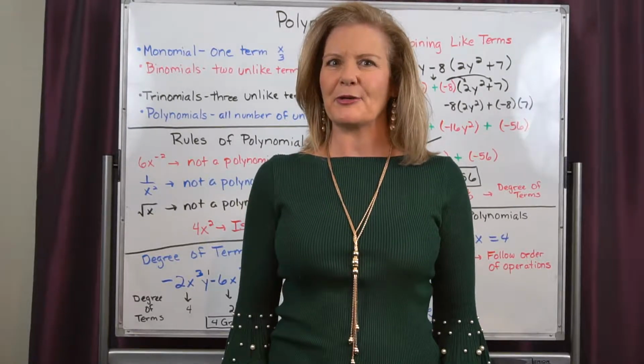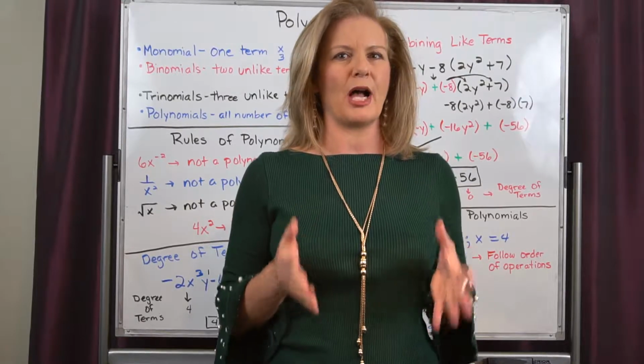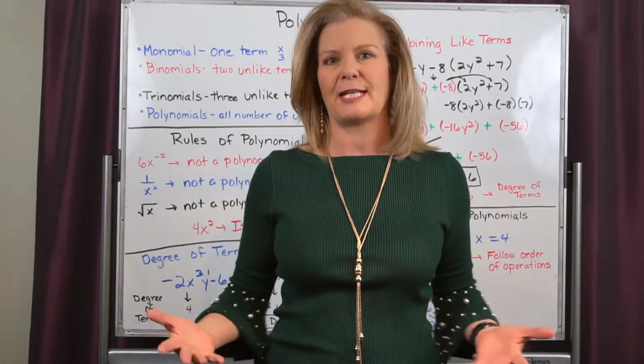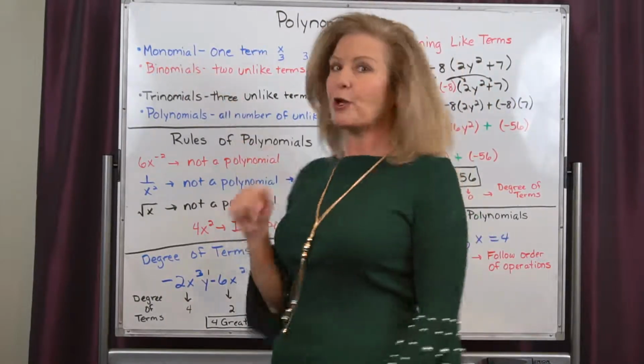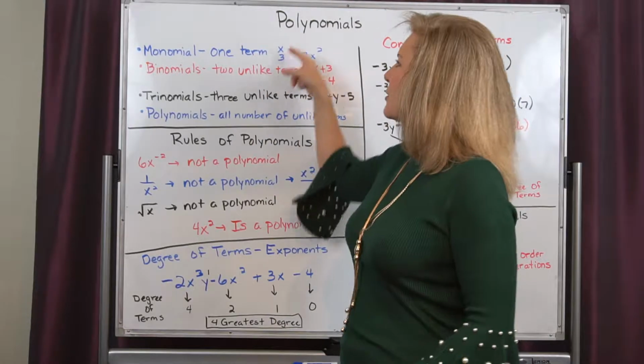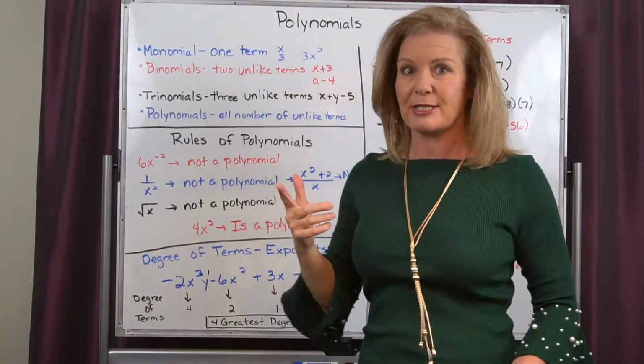It is time to start focusing on more complicated algebra. Today, we're going to start working with polynomials. Now, polynomials really look at the terms of an expression. So if we have a monomial, the prefix mono means one. It means we have one term. So x could be a term, 3 could be a term, 3x squared is a term.